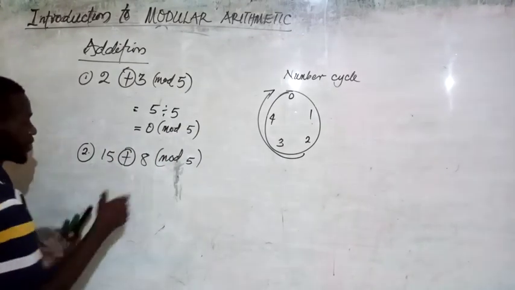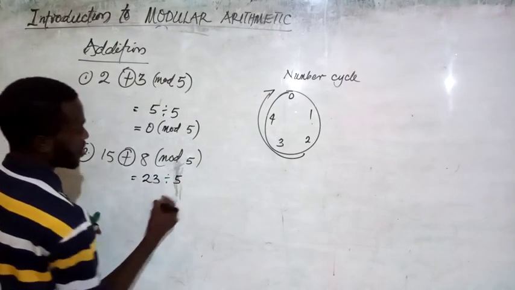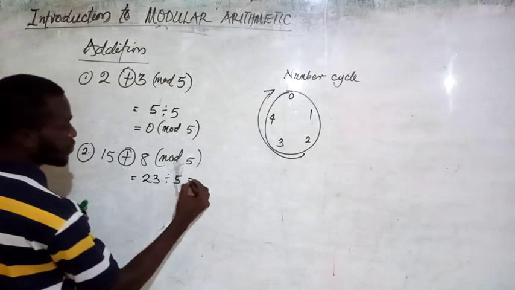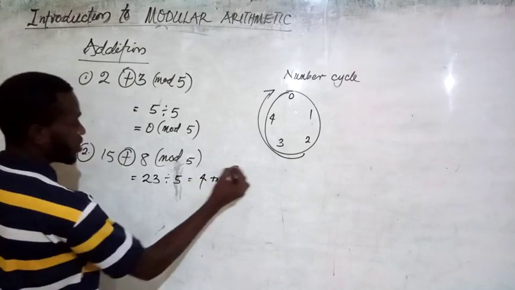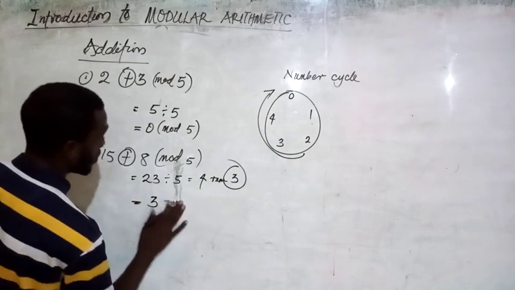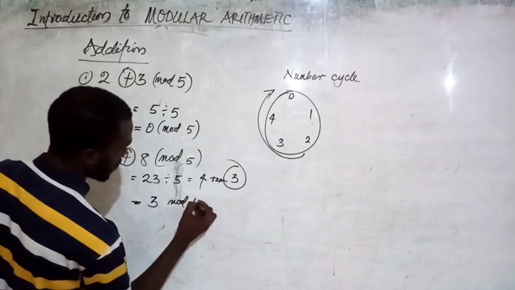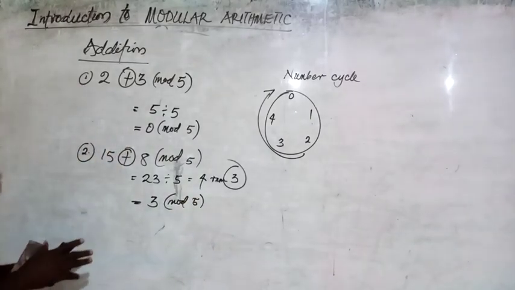By doing this plus this, it is going to give you 23 actually. But you now divide by 5. We are looking for the remainder. It's going to give you 4 remainder 3. And so the remainder is our answer. So the answer is going to be 3 modulo 5, and that is our answer. So that is additive operation in modular arithmetic.